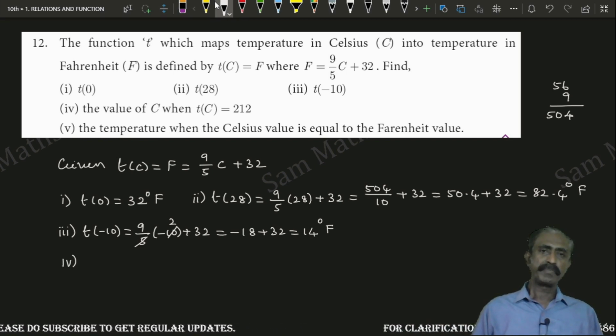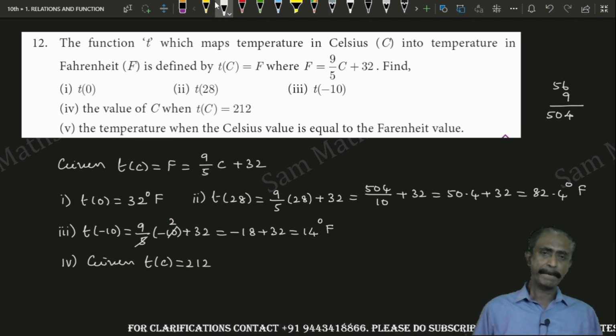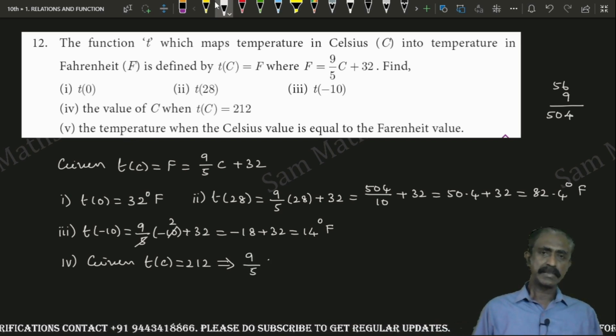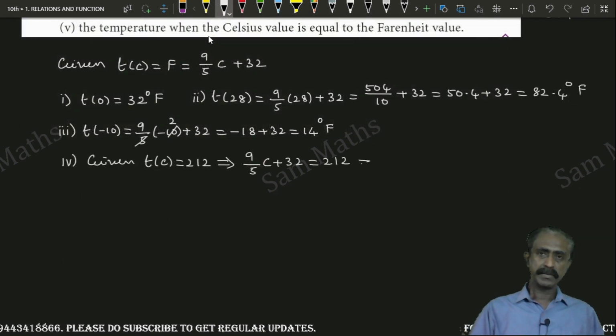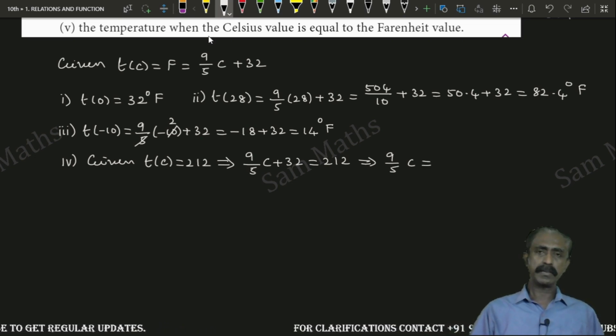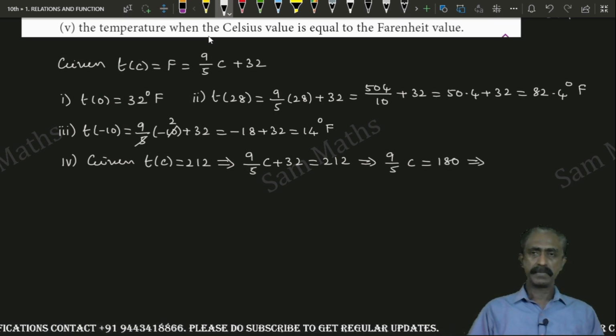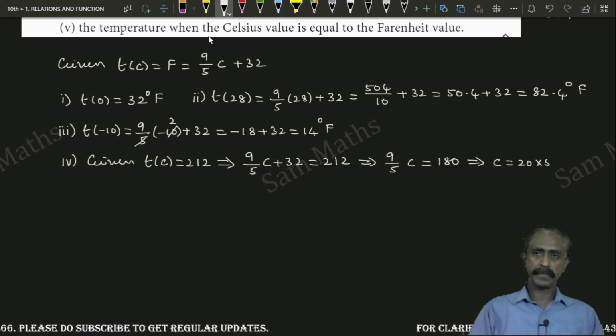Fourth subdivision, the given T of C is equal to 212, which implies T of C value is 9 by 5 C plus 32 equal to 212, which implies 9 by 5 C equal to 32 you have to subtract from 212, that is 180, which implies C is equal to 180 divided by 9, that is 20. 20 into 5, that is equal to 100 degrees Celsius.